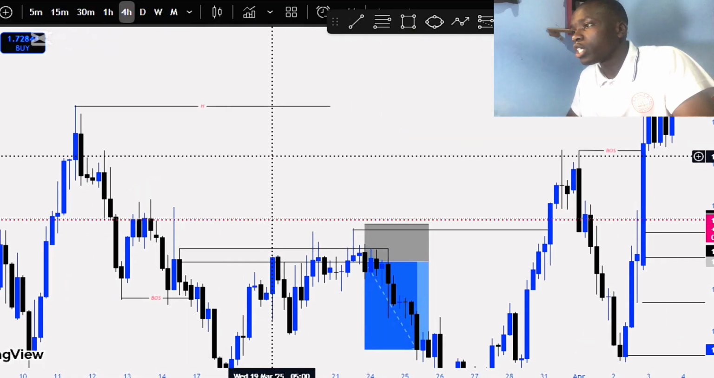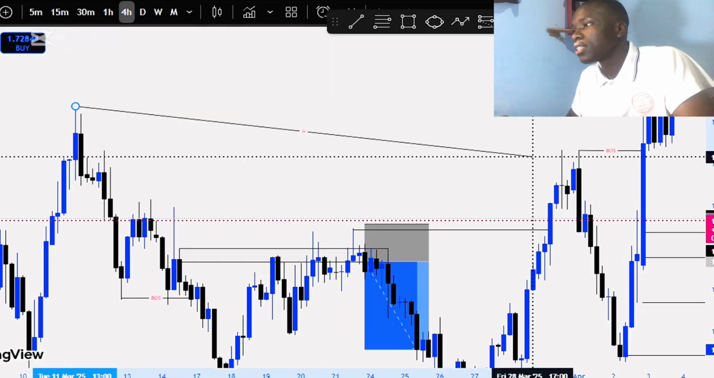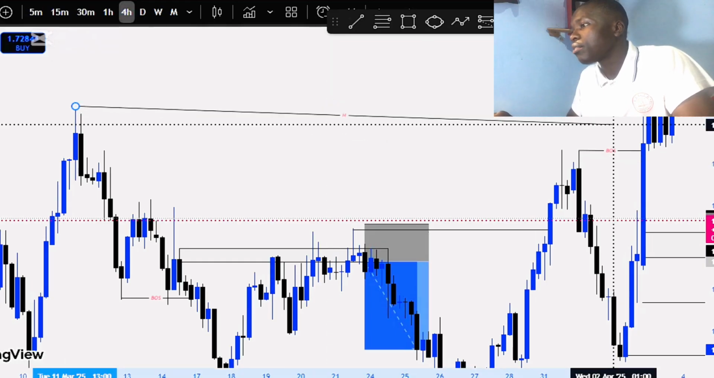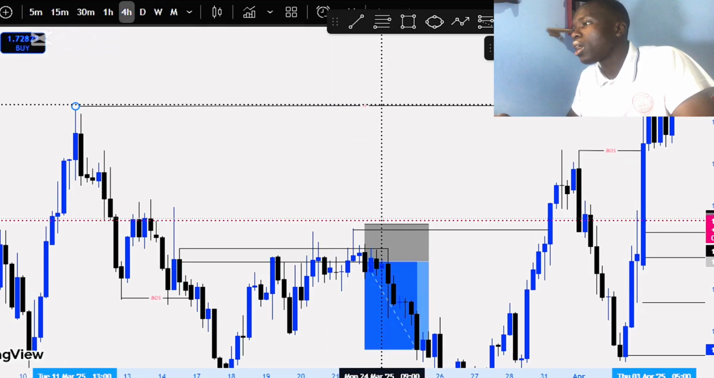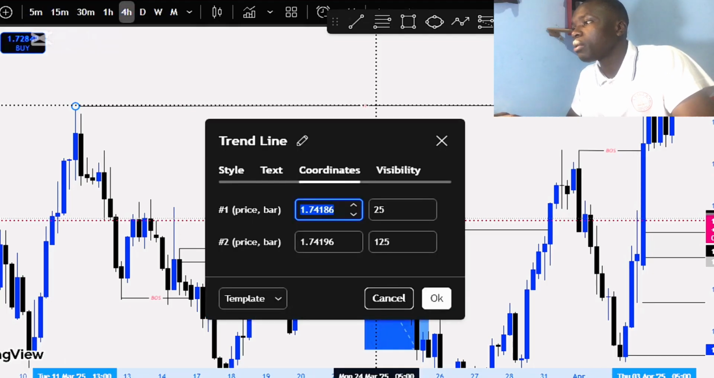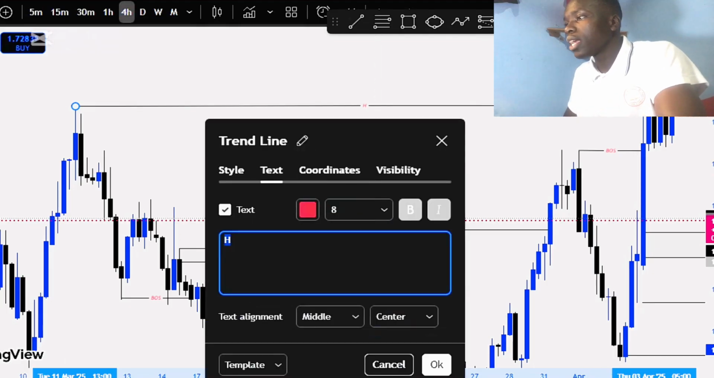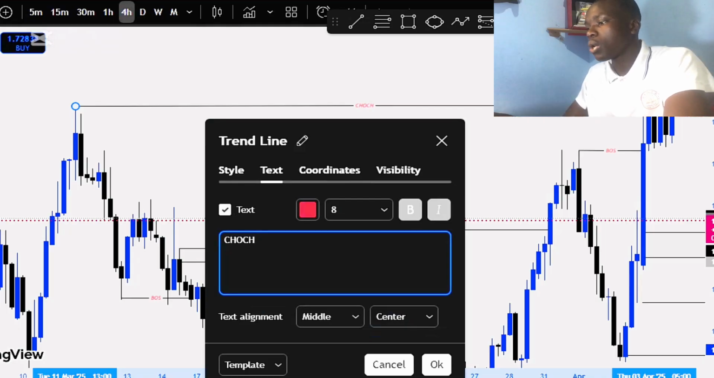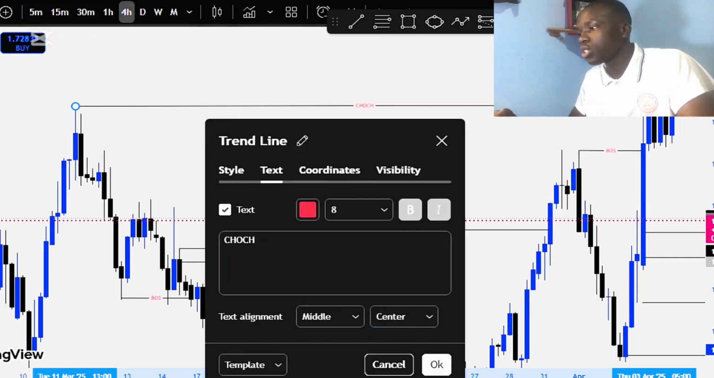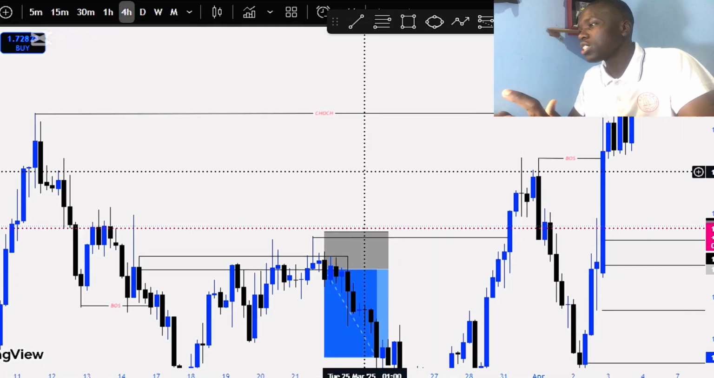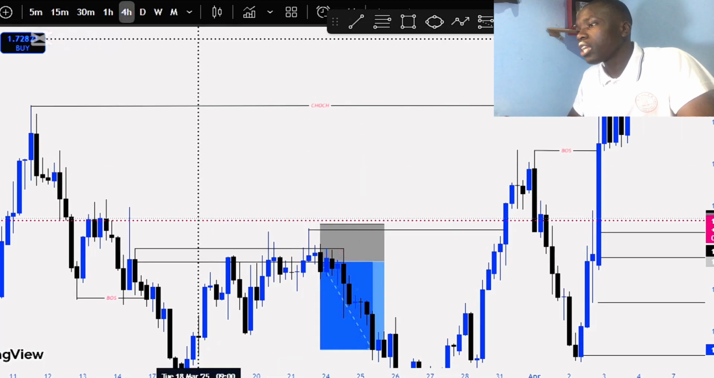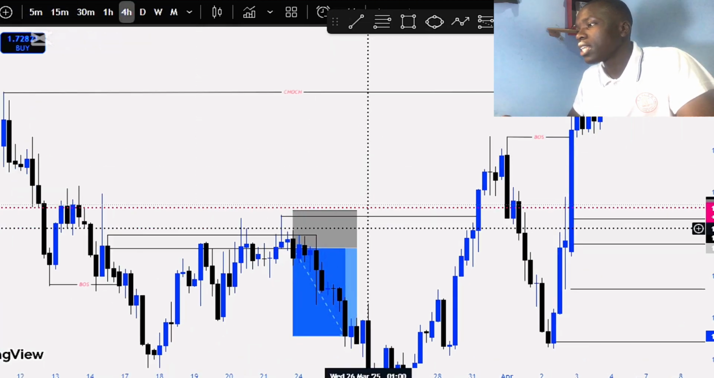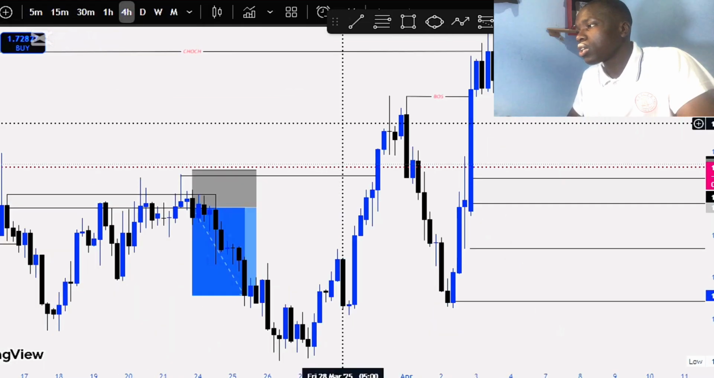So there's a change of character, and here is the overall change of character. I'll mark this one as the high which is taken out, so I'll make my change of character here. I'll write it as CHoCH, the short form. And before this change of character, we can see there is a break of structure here. So this structure has been broken.